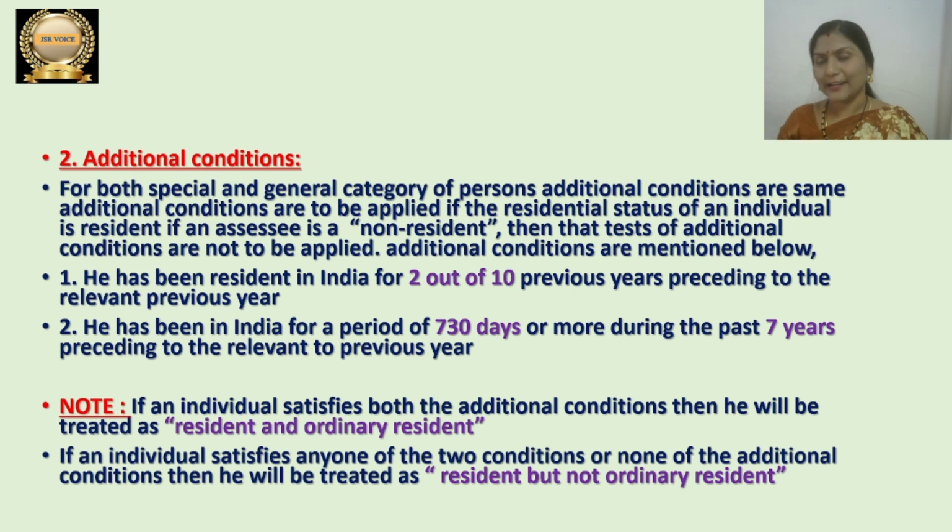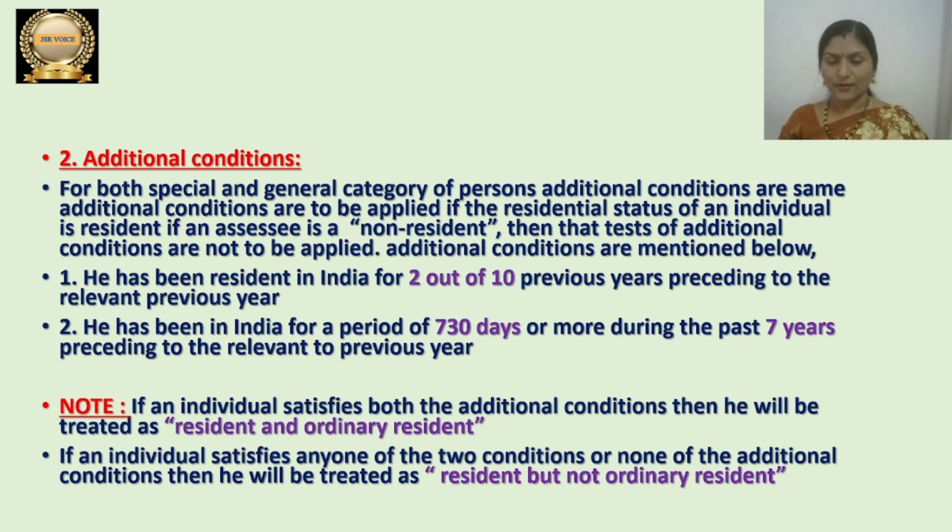Then what can we decide now? If he satisfies two additional conditions, then only we can call him a resident and ordinary resident. If he satisfies one condition or none, then we will call him a resident but not ordinary resident. So if we want to call him a resident and ordinary resident, he must satisfy two additional conditions. Here in our problem, he is satisfying both additional conditions, so we can call him a resident and ordinary resident.